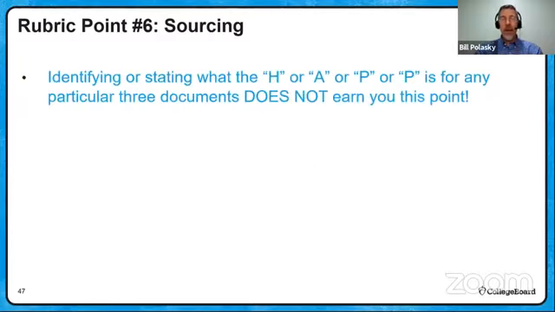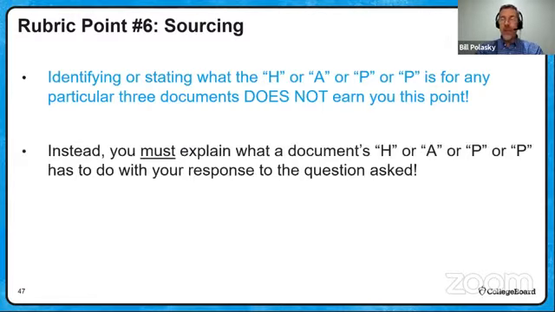One is ample. Identifying or stating what the audience of document 3 is does not earn you this point. What you have to do is explain what that has to do with the question being asked, which is why happy. I'm the guy that kind of created happy in our classes a couple of years back. The why is where the real action is. The H, the A, the P, and the P, you're kind of doing the math in your head. The why is the product. Why is this document there? How does it lend itself to the argument you're trying to make, the case you're trying to make about this question being asked?